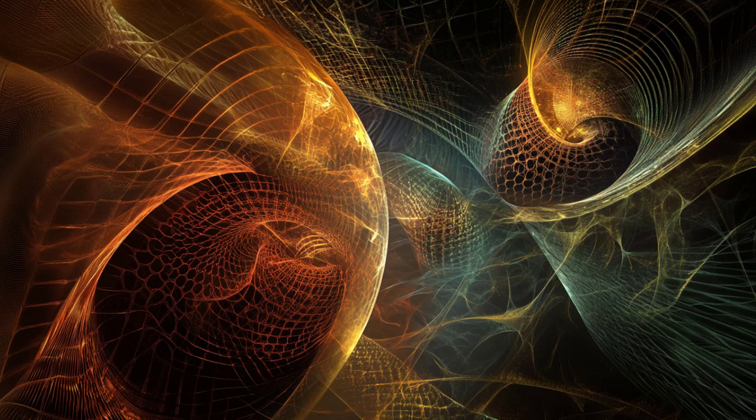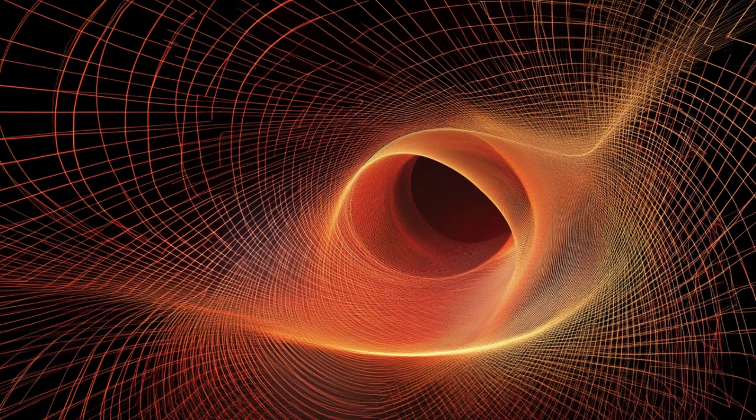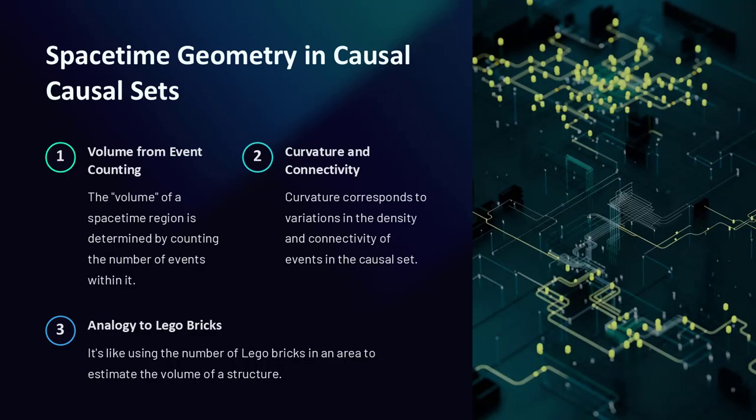of the tree. In CST, the geometric properties of spacetime, such as volume and curvature, emerge from the causal relationships between events. The volume of a region of spacetime is determined by counting the number of events within that region. Curvature, which in general relativity is described by the Einstein field equations, corresponds to variations in the density and connectivity of events in the causal set.